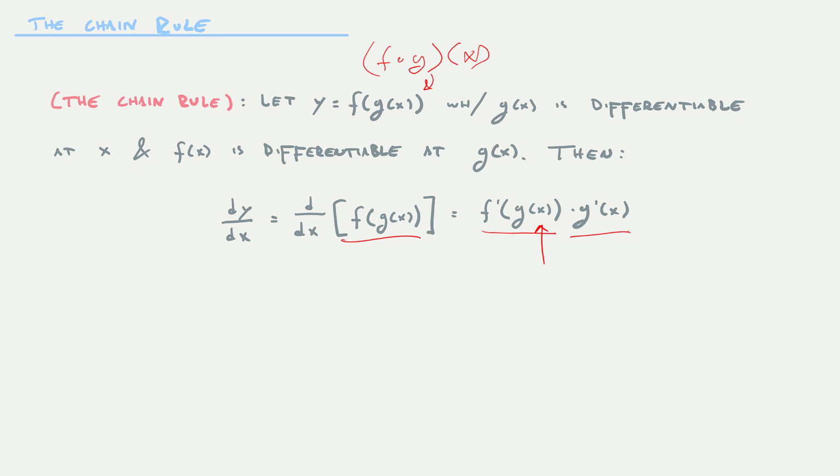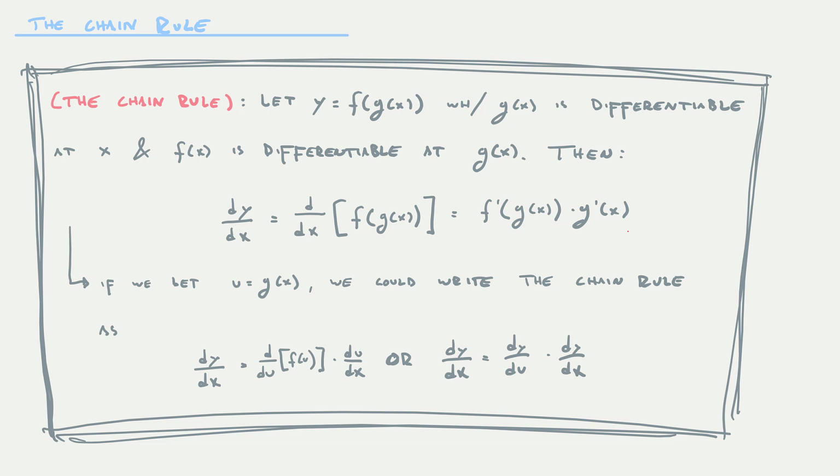This allows us to differentiate composite functions. If you're going to let u be equal to g of x, which is a very common strategy, we could write the chain rule as dy dx is equal to d du of f of u, u being the inner function again, times du dx. Or this is the way that we kind of came up with it: dy dx is equal to dy du times du dx. Because these things link and cancel, and so you get dy dx. So let's do some examples.